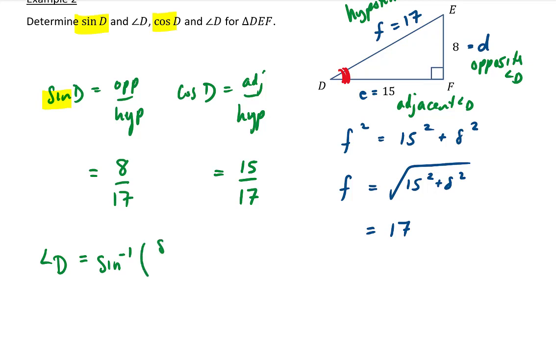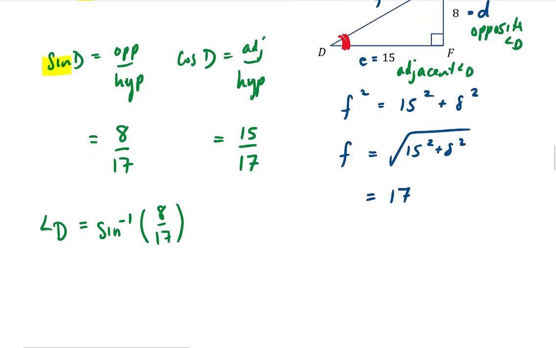And so on your calculator, and make sure you have a bracket here, you're going to do the sine minus 1, which is a special button on your calculator. And then you're going to type in brackets 8 divided by 17 and hit enter. So on my calculator, it's usually a second button, sine minus 1, 8 divided by 17. I'm going to close the bracket, and it's going to give me an angle of approximately 28 degrees, which is great. It's telling you that a triangle with an 8 over 17 ratio of opposite to hypotenuse has to be a 28-degree triangle.